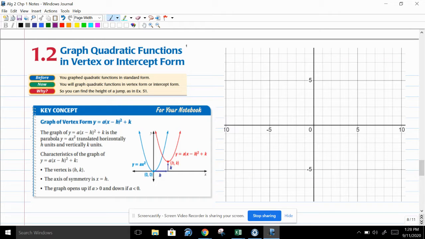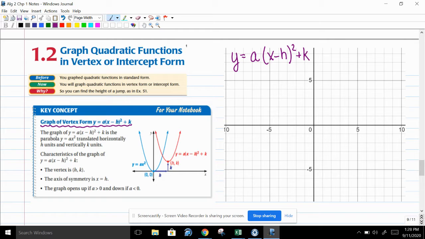Okay, so we're talking section 1.2 now, guys, graphing quadratic functions in vertex or intercept form. We are going to focus today on vertex form. So what you see in this box here is the graph of the vertex form: y equals a parentheses x minus h squared plus k. So that's what vertex form looks like right there. y equals a parentheses x minus h squared plus k.